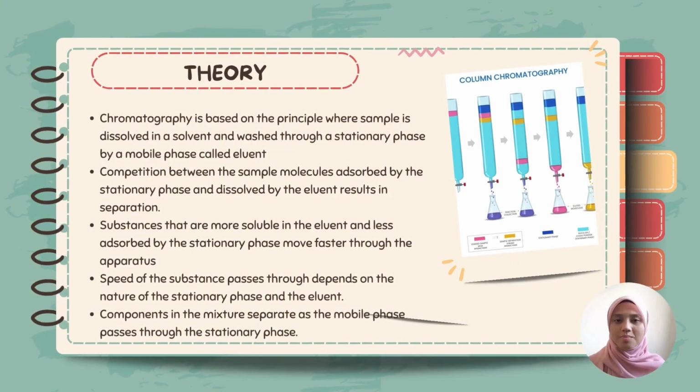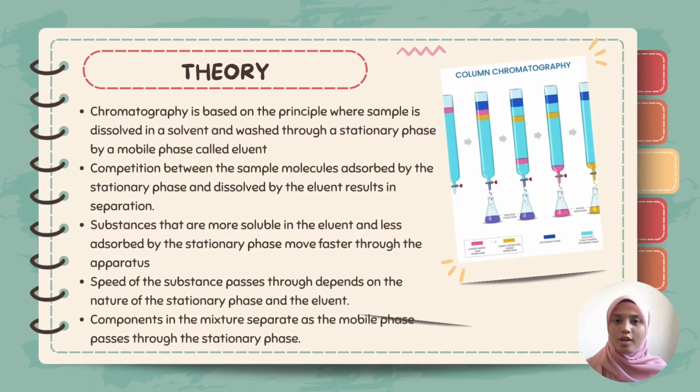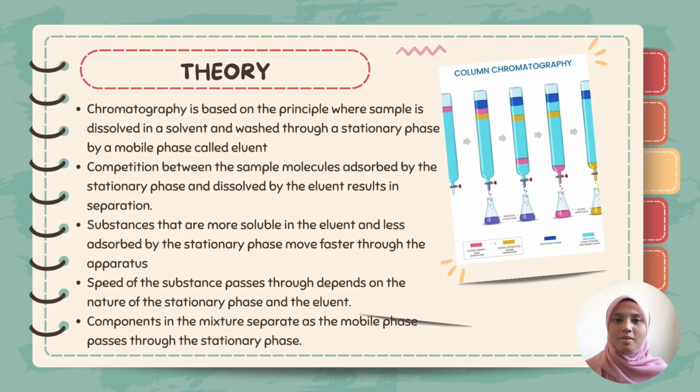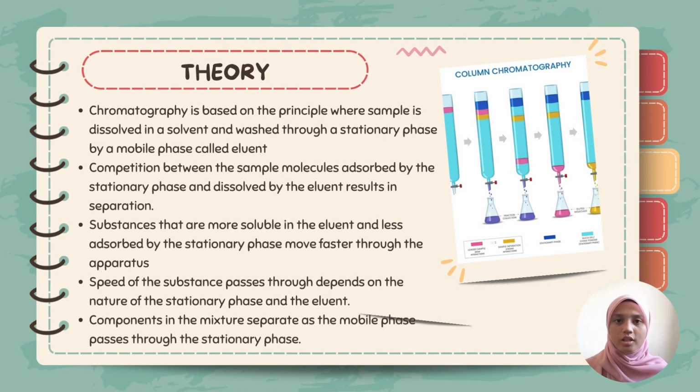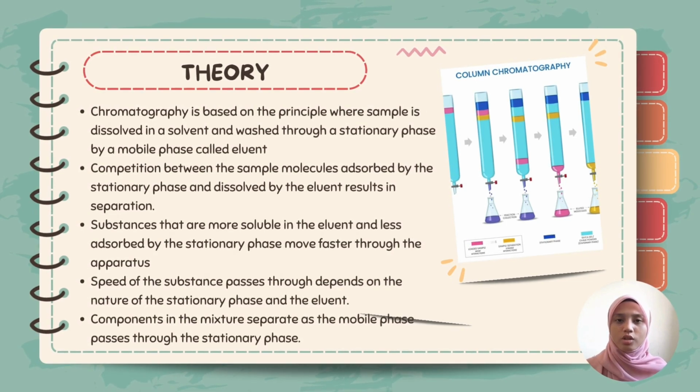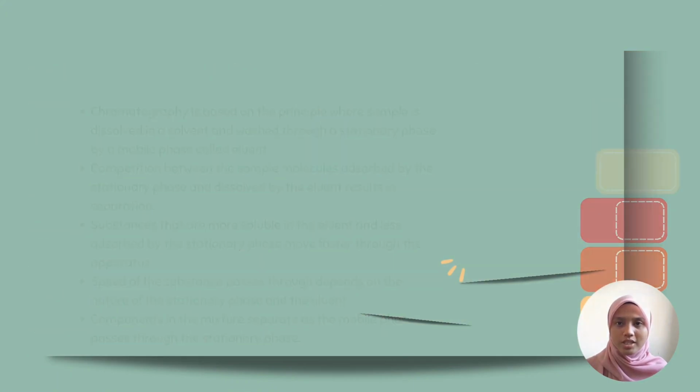Chromatography is based on the sample being dissolved in a solvent and washed through a stationary phase by a mobile phase called the eluent. Competition between the sample molecules absorbed by the stationary phase and dissolved by the eluent results in separation. Substances that are more soluble in the eluent and less absorbed by the stationary phase move faster through the apparatus. The speed at which the substance passes through depends on the nature of the stationary phase and the eluent.